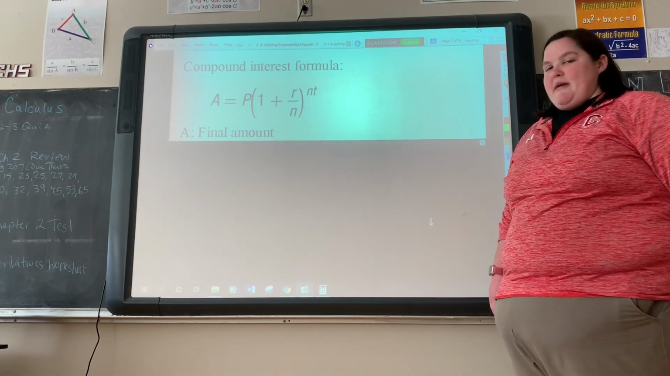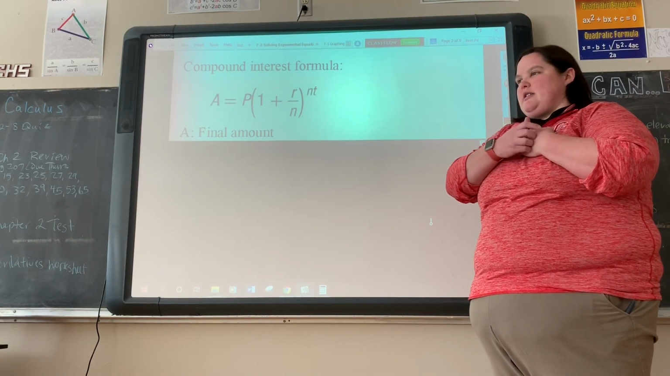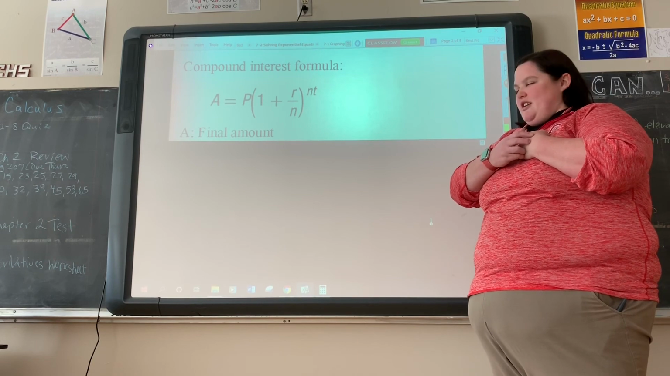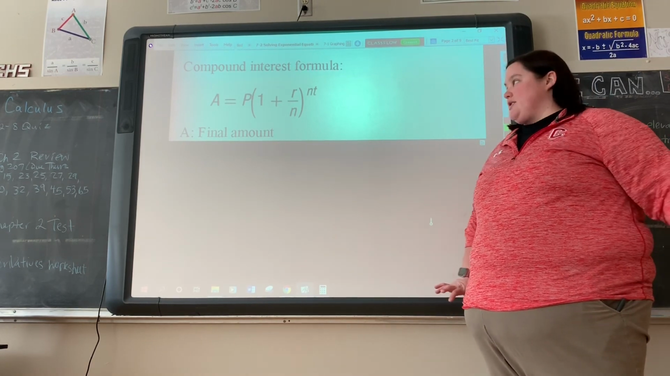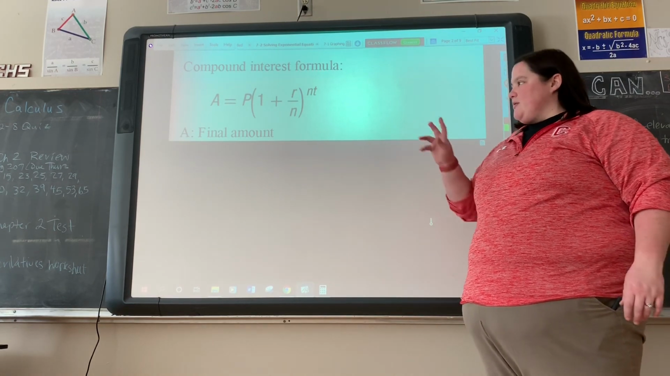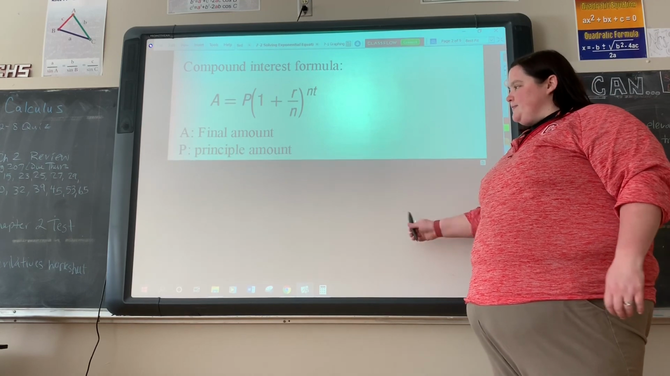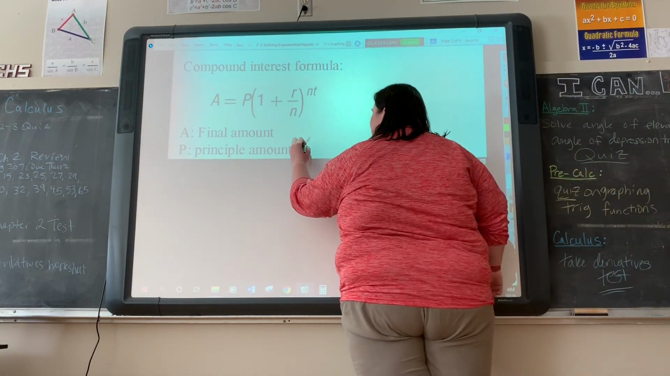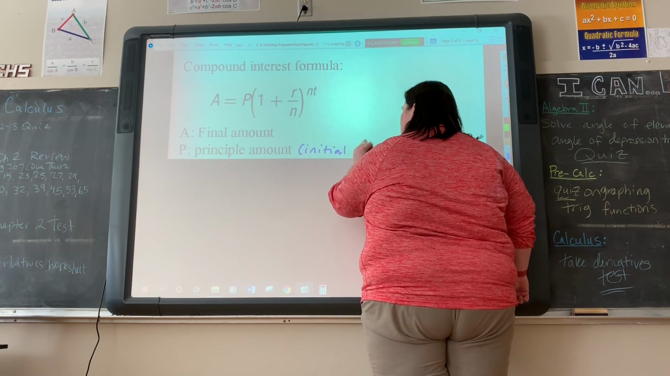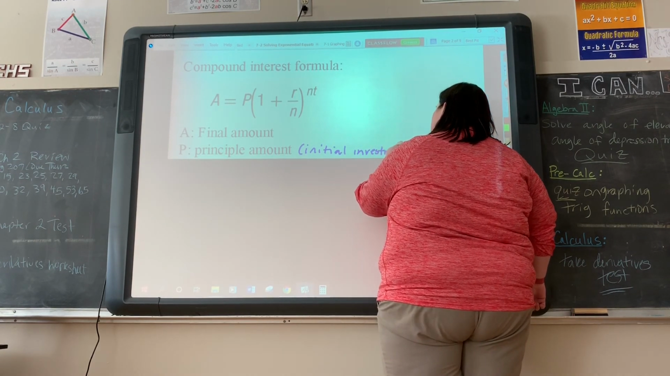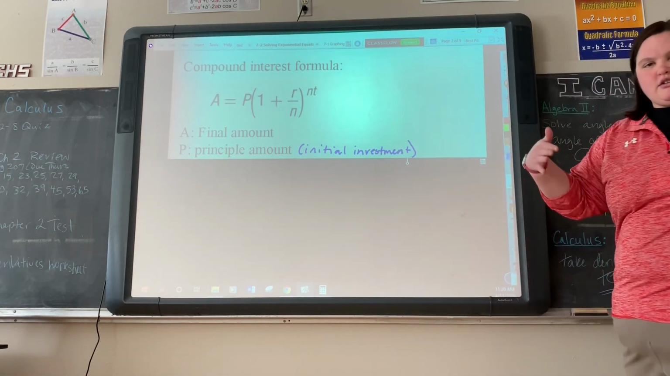So A is the final amount, the amount after time, like Y was in our growth and decay models. So that's typically what we're finding. Eventually in upper level situations, sometimes we'll know that and use it to estimate something else in there. But for right now, that's what we're looking for, the A. P stands for the principal amount, which is like your initial investment.